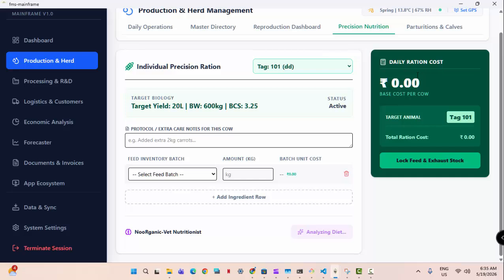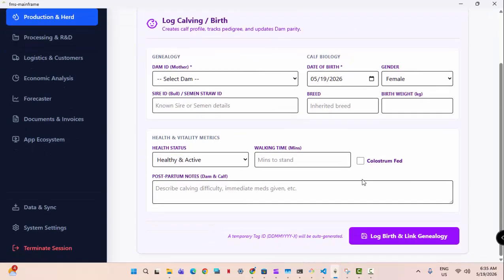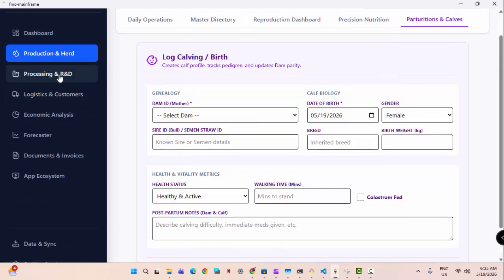So this is based on the system that the inventory would be directly connected to the feeding management so that a proper track of our inventory would be taken care of, and it is based on the first-in FIFO accounting system. Then we have Parturition. It's sort of a birth certificate of the calves, so that progeny is maintained.